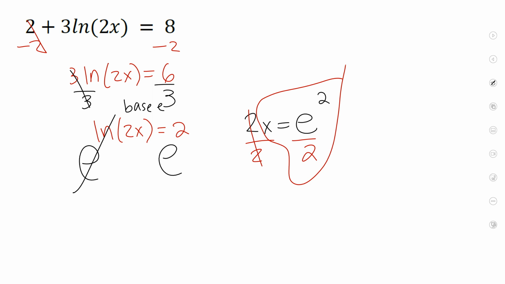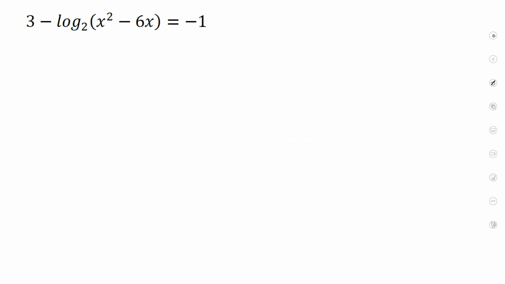And e is a positive number. So e is approximately 2.7. So imagine 2.7 times 2.7 divided by 2. That's a positive number. Okay? So if you plug it into here, it'll still be positive. So that's good.